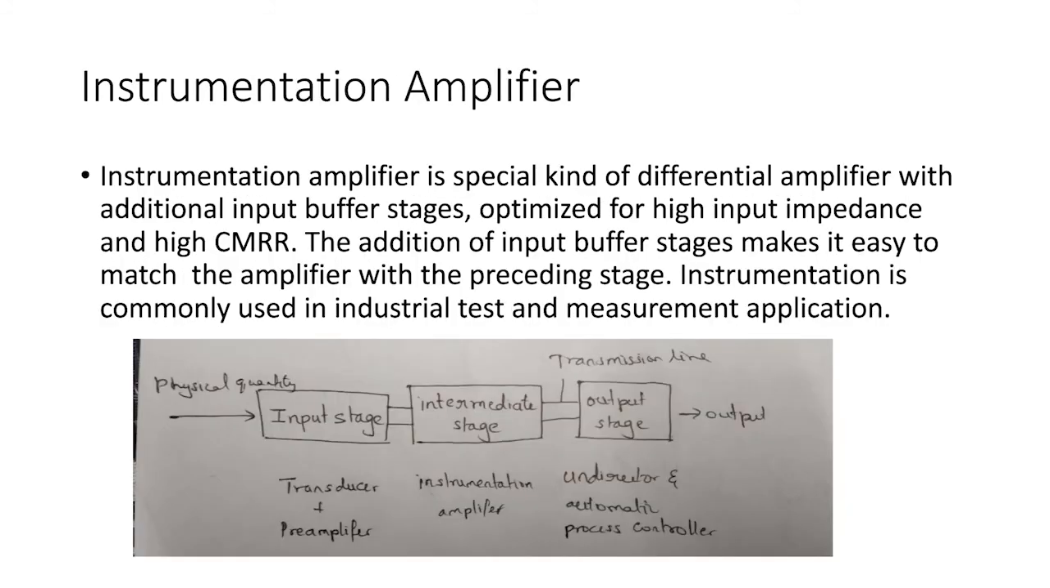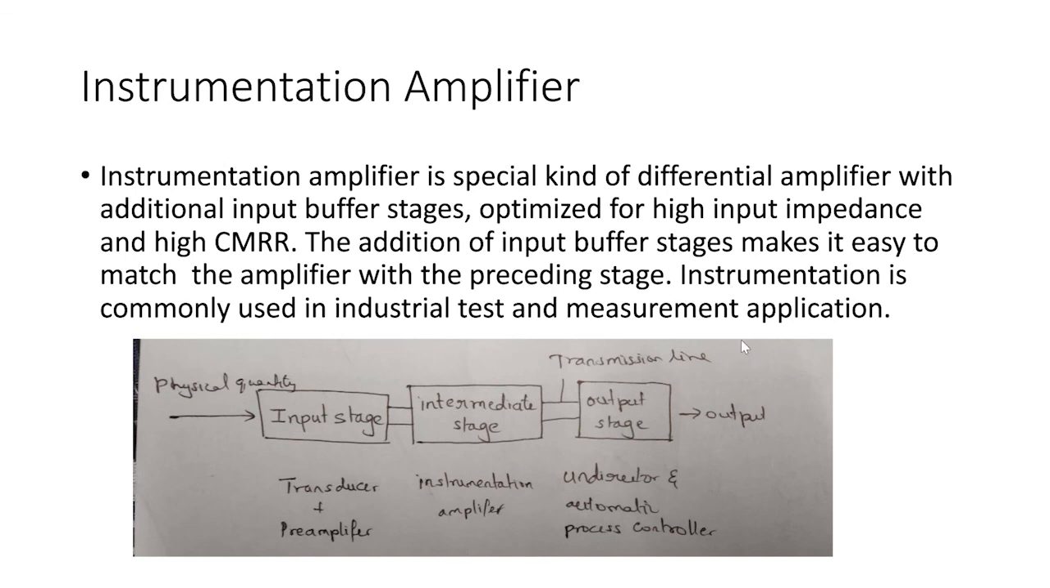Instrumentation amplifier. An instrumentation amplifier is a special kind of differential amplifier with an additional input buffer stage, optimized for high input impedance and high CMRR. The addition of the input buffer stage makes it easy to match the amplifier with the preceding stage. Instrumentation amplifiers are commonly used in industrial test and measurement applications.